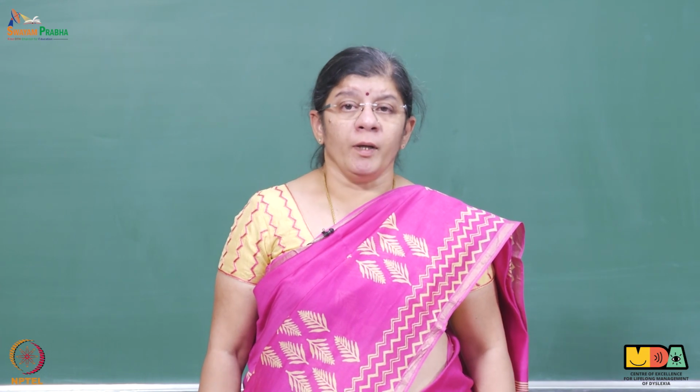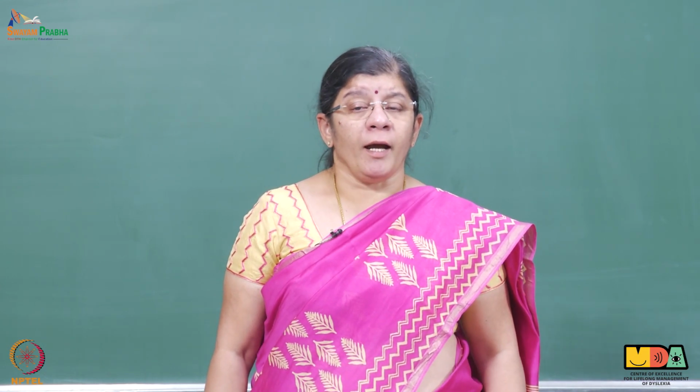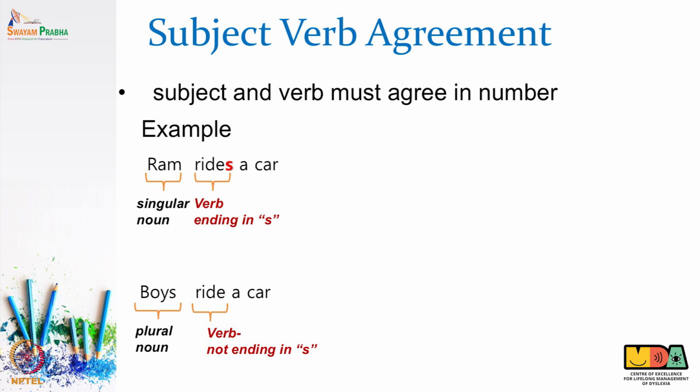Now, let us look at the other types of errors which the child would make. Subject verb agreement. The subject and the verb need to agree in number and make sense. Children with specific learning disability have severe difficulty in this area. "Ram rides a car." Ram is a singular noun. The verb rides needs to end with S. This needs to be pointed out to the child so that the child understands the subject verb agreement.